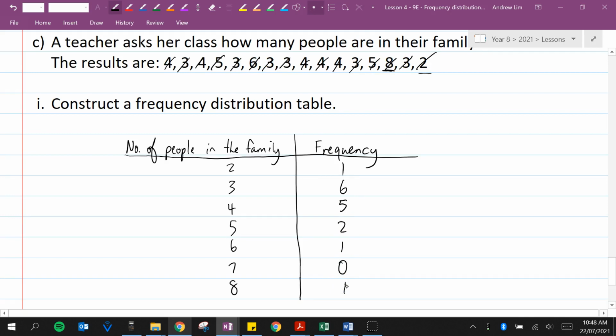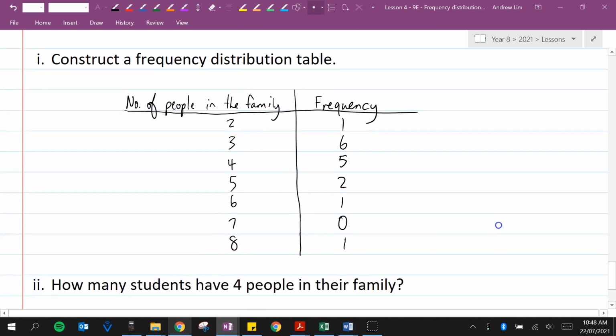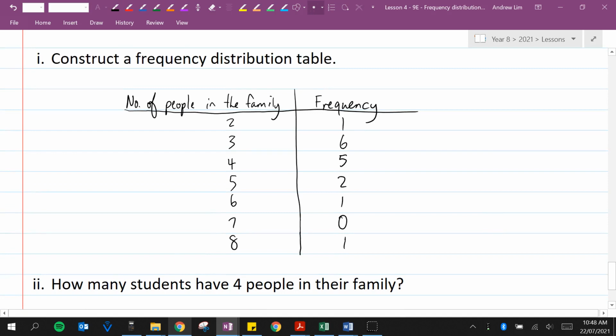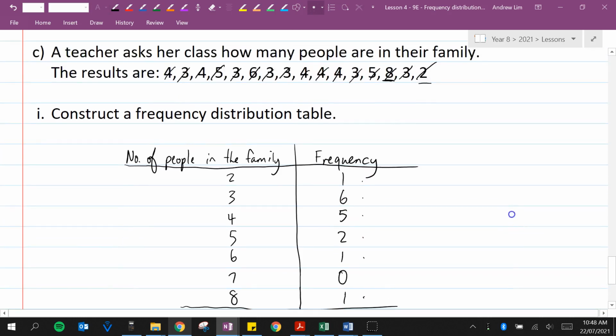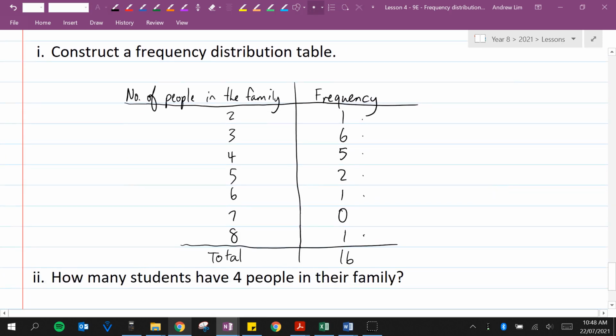Okay, you don't need to do the tally. You can if you want to, but I'm not too fussed. And it'll be good to write a total as well, because that will help. Total, we've got 7, 12, 14, 15, 16. Okay, and we can just double check, right? We can count how many numbers there were. 1, 2, 3, 4, 5, 6, 7, 8, 9, 10, 11, 12, 13, 14, 15, 16. Good. We didn't miss any.